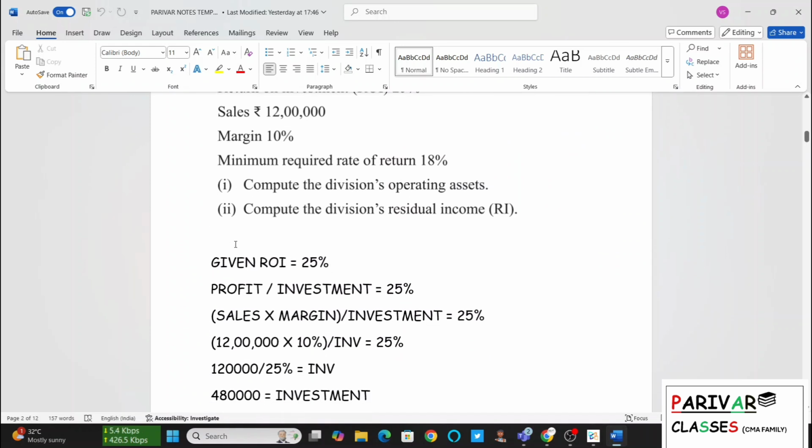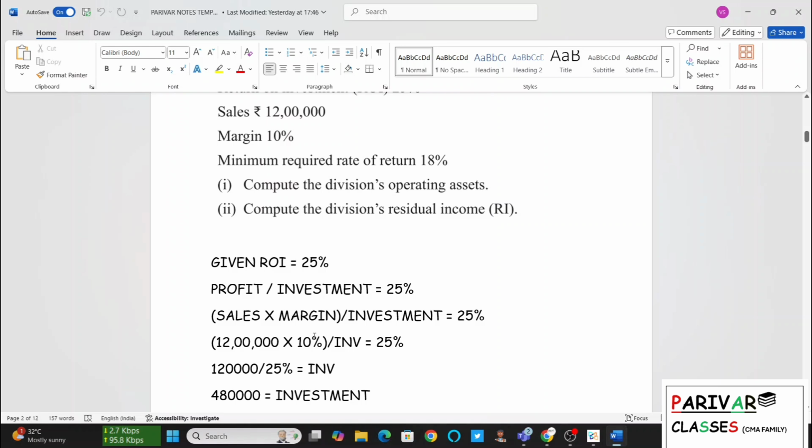ROI means, as we discussed earlier, profit divided by investment. In general terminology, we call ROI profit divided by investment, which is 25%. Sales into margin is nothing but profit. You can write profit as sales into margin.